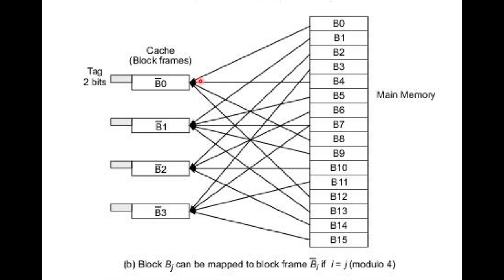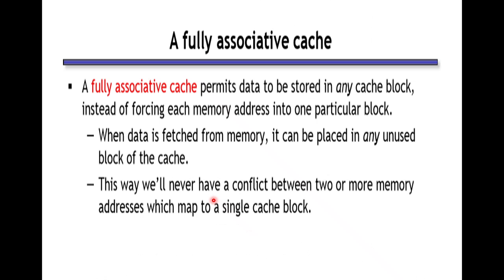So block b0 of main memory is mapped to b0, and similarly b1 is mapped to b1. So block 0, block 4, block 8, block 10 are mapped to b0. Similarly, we can map b1 to b1 and b5 to b1. So this is how the organization is done in direct mapping.